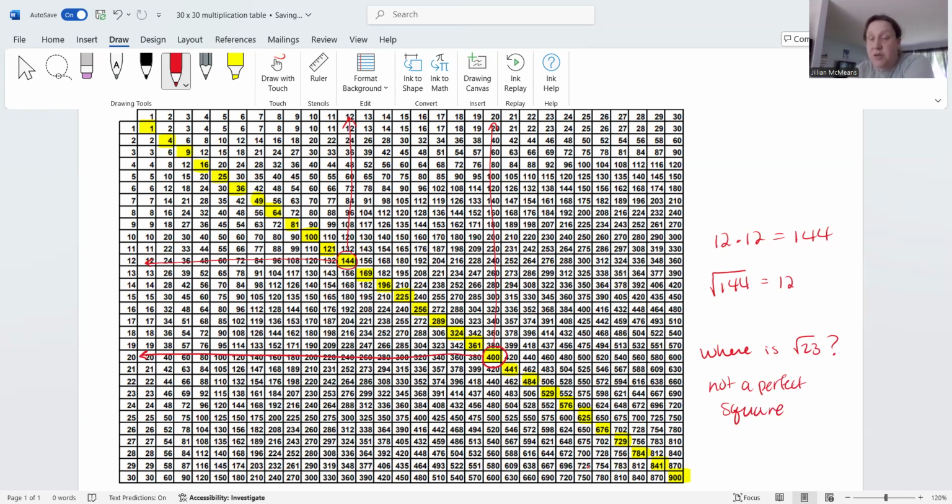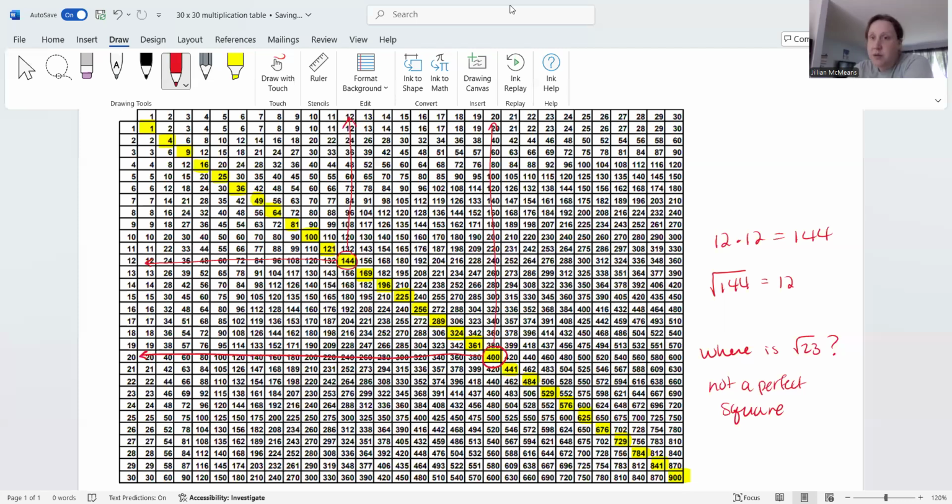So we've talked about irrational numbers a couple of times in this chapter. Irrational numbers are numbers that cannot be written as fractions. They are decimals that never terminate, they never repeat. So the square root of 23 is one of those where we're going to have to use a calculator and then we're going to estimate by rounding. Okay? So we want to go to the calculator.